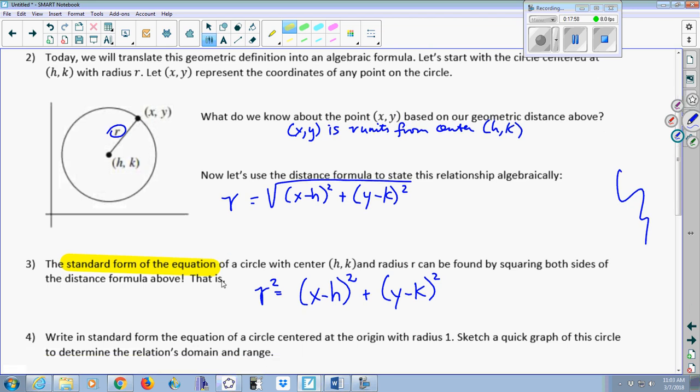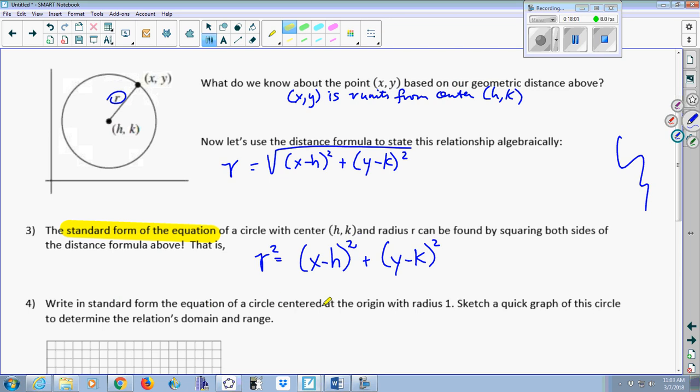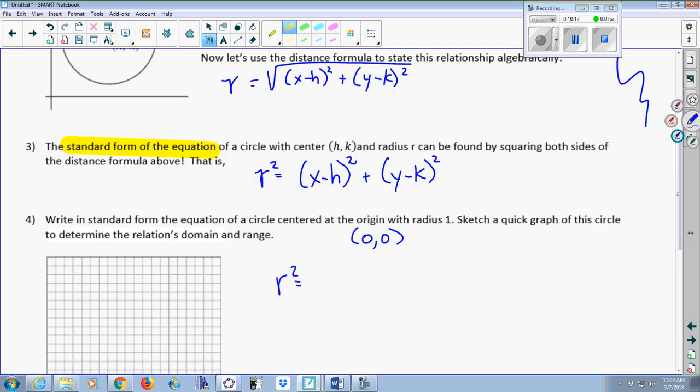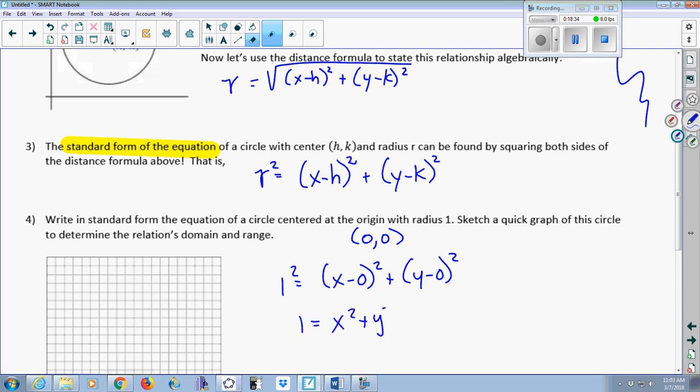So how would we write in standard form the equation of a circle that is centered at the origin? If it's centered at the origin, that means h is 0 and k is 0. So that's kind of nice, right? So we would write r squared equals x minus 0 squared plus y minus 0 squared. And it has a radius of 1. So where I see r, I put a 1. So 1 squared is 1. 1 equals x squared plus y squared.